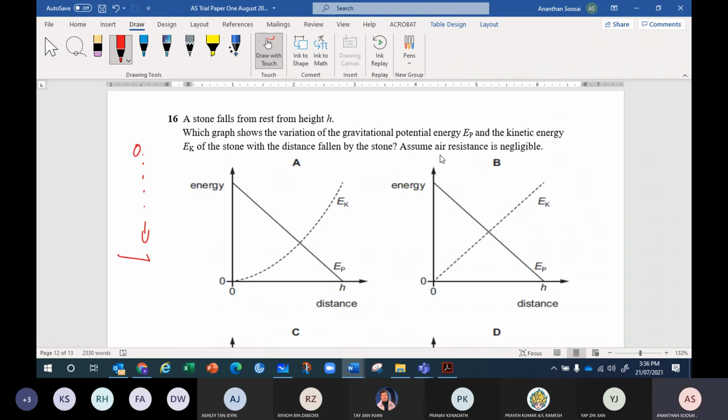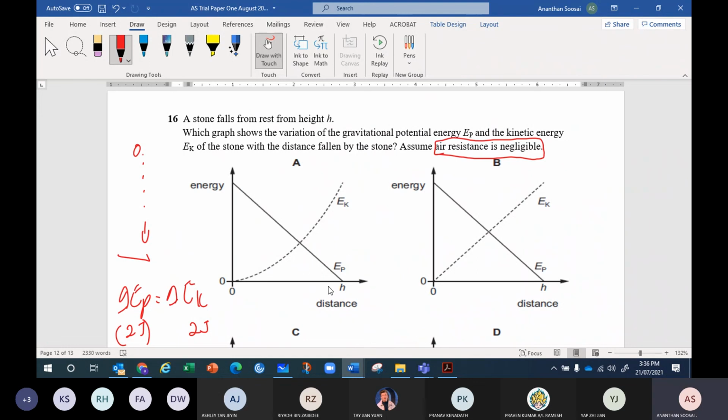Oh, no air resistance. There is no air resistance. This is important. If there is no air resistance, then if the potential energy drops by 2 joule, the kinetic energy must rise by 2 joule, right? So it should be symmetrical. The change in potential energy should equal the change in kinetic energy. If potential energy decreases by 2 joule, the kinetic energy must rise by 2 joule.